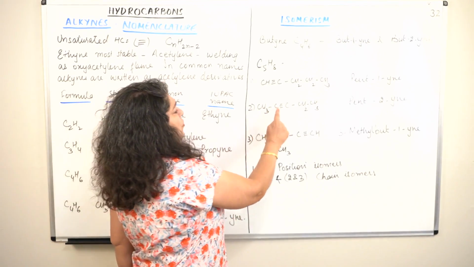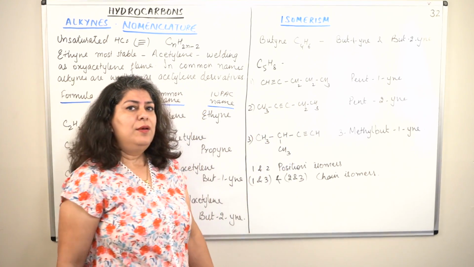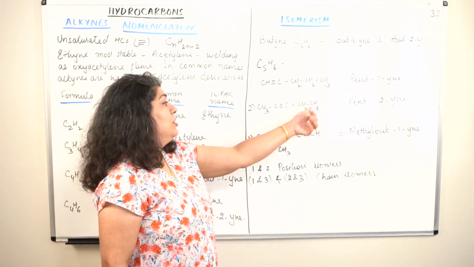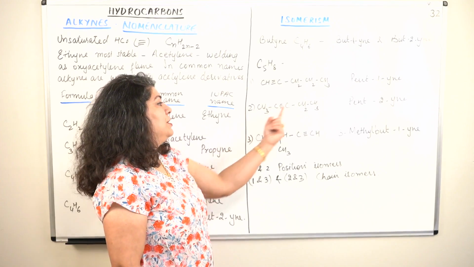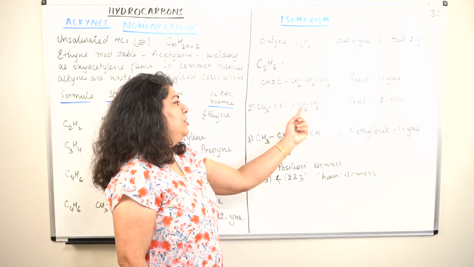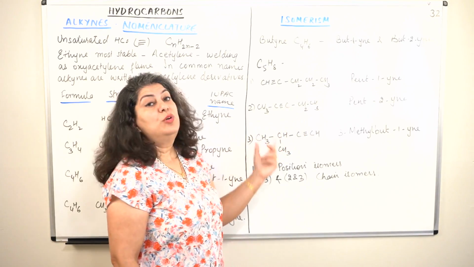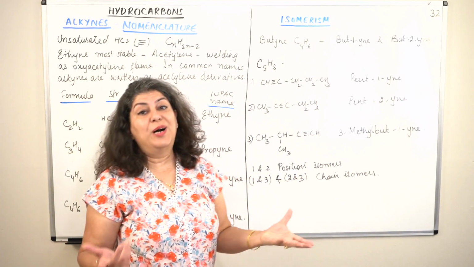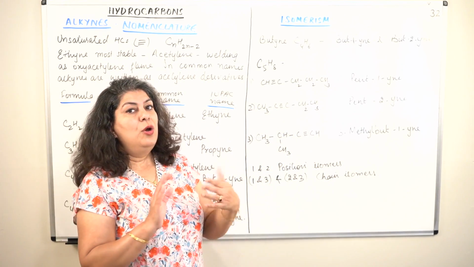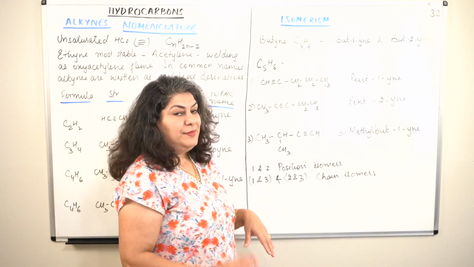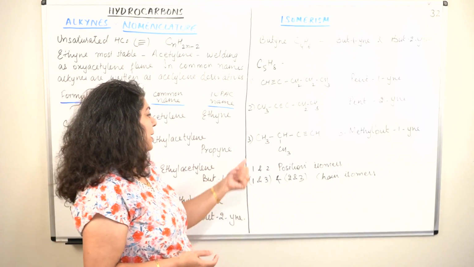If I shift the triple bond between the third and fourth carbon, would it form a new isomer? It would not. Again, why? Because I will now start counting from this direction, and if the triple bond was between these two carbons, I would get 1, 2. That is 2, pent-2-yne. The name of the compound will still be pent-2-yne. So it means it is the same compound, only we are looking at it from the other direction. So that would not be a new compound.